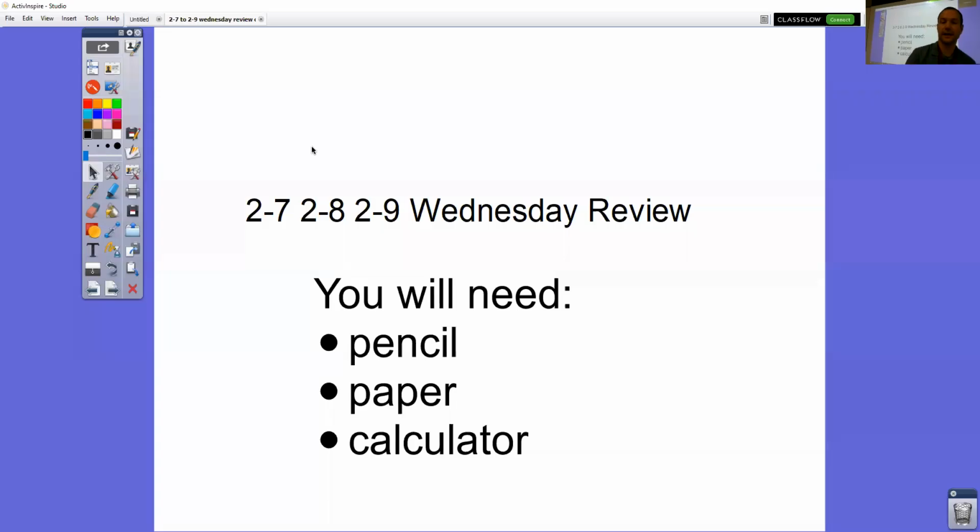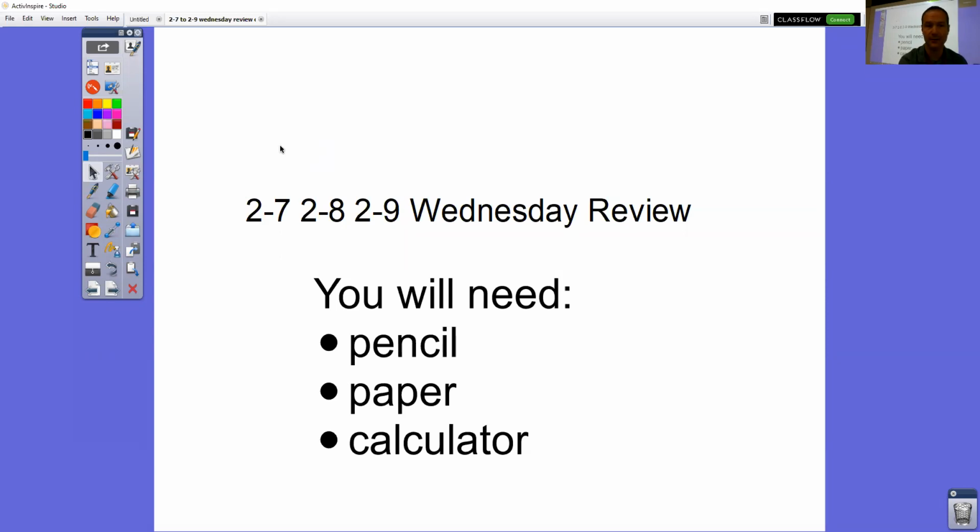So what we're doing today is a review for Friday's quiz. There is no new homework tonight. We're just reviewing, doing some practice problems. These questions look exactly like the ones that you will have on Friday's quiz. So you will need a pencil, paper, and calculator.